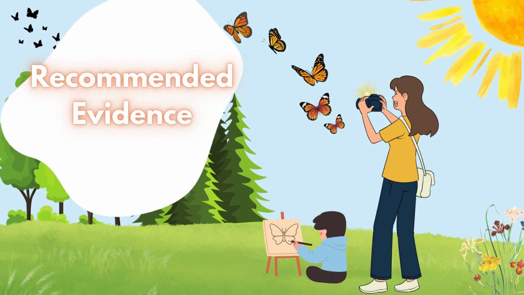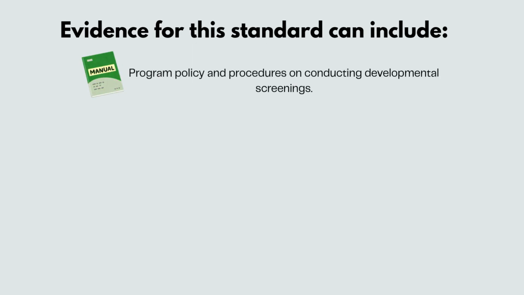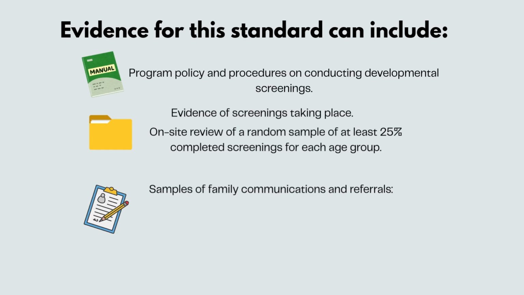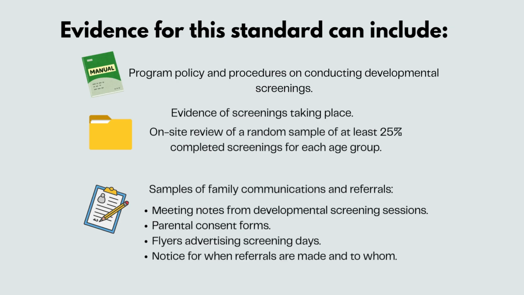What is the recommended evidence? Examples of evidence can include program policy on conducting developmental screenings, evidence of screenings taking place, which consist of an on-site review of a random sample of 25% of completed developmental screenings for each age group, as well as sample family communication and referral. Depending on how your developmental screenings are done or which screenings you choose, this may include meeting notes from your developmental screening sessions, parental consent forms, flyers announcing developmental screening days, or even a notice on when referrals are made and to whom.